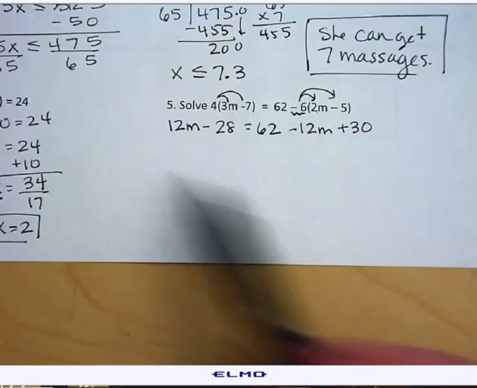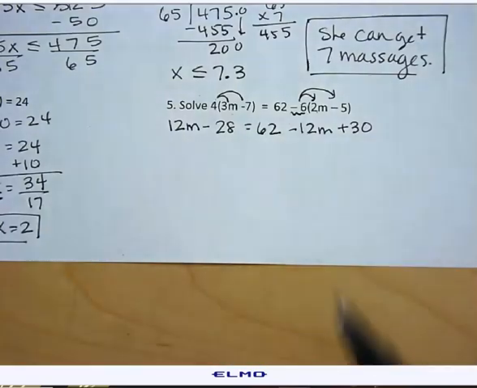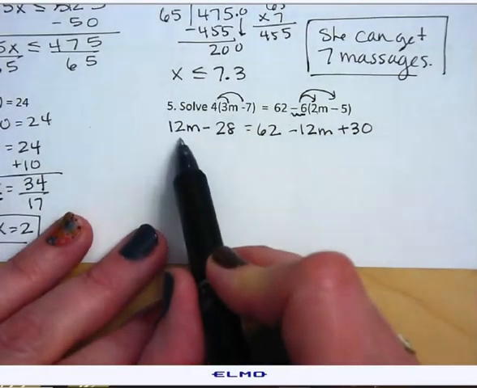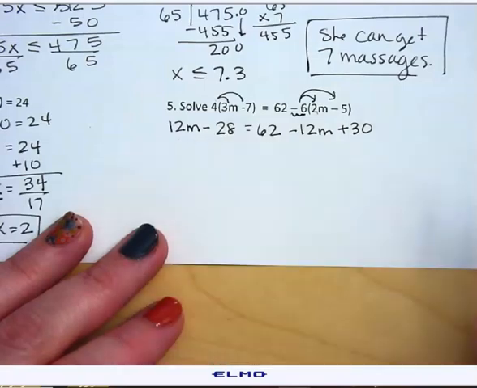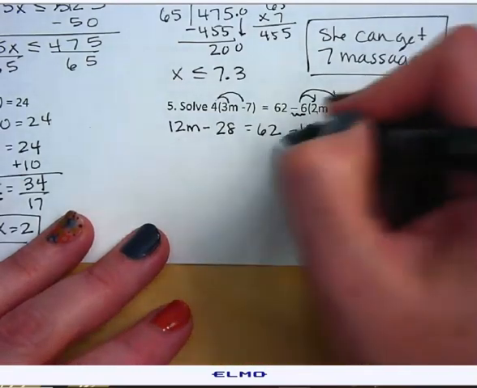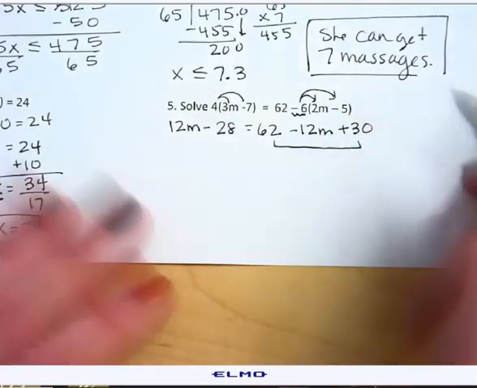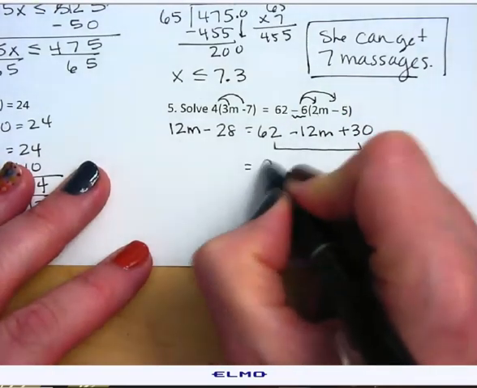Now before you start moving stuff around, see what you can combine first. On the left, there's no other math you can do. But on the right, I can combine the 62 and the 30. So that is 92.